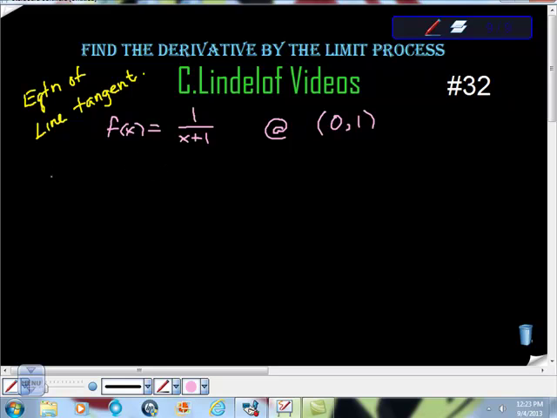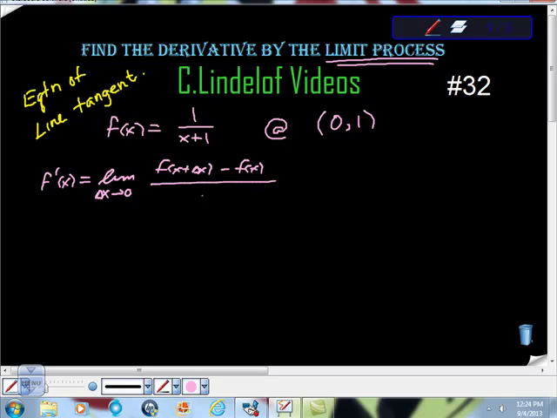I'm going to start with this idea that I already have. I know that f prime of x, because your professor is asking you to use the limit process, f prime of x is the same as the limit as the change in x goes to 0 of f of x plus change in x minus f of x, all over the change in x. Call this just FITBA: fill in the blanks.